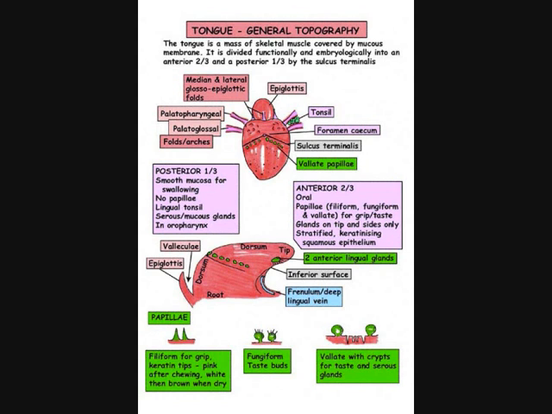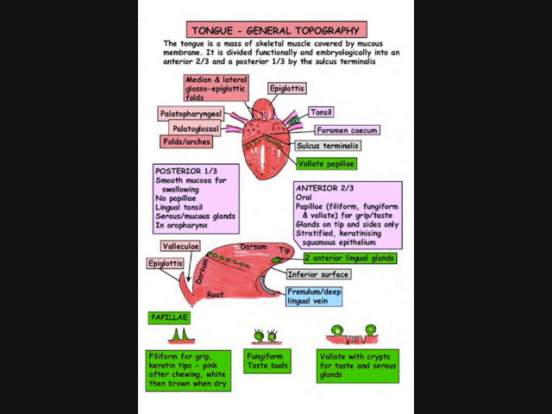So we can regard the tongue as a mass of skeletal muscle covered by a mucous membrane. It's divided functionally and of course embryologically into an anterior 2/3 and a posterior 1/3, and this division is by the sulcus terminalis. This is a V, and the open part of the V points anteriorly.